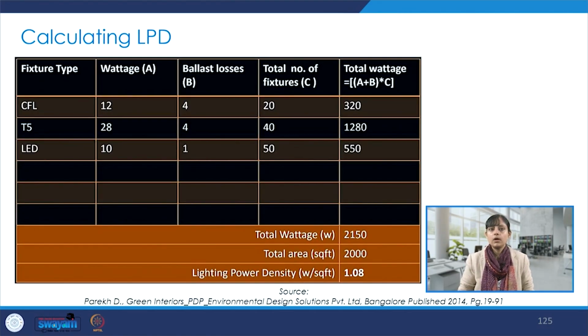So we did talk about LPD, and we did compare two calculations for two different buildings. But to understand LPD in a more comprehensive manner, we did talk about the factors that affect LPD, and we did talk about light fixtures and wattage and efficacy. So then we have to consider all these aspects, and then we have to apply the formula. And then in watt per square feet, we can calculate it in a detailed manner. So this is one table explaining that.